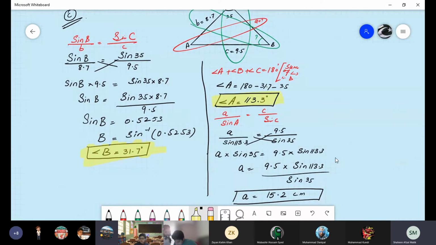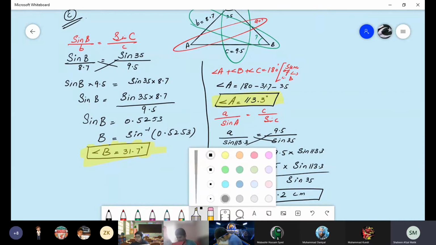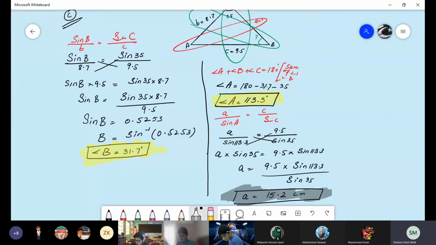Now question 5. This is the side A. If you have done with this, then we can move to question 5. Boys, you can start question 5. It's the same thing. Then we will compare the answers.